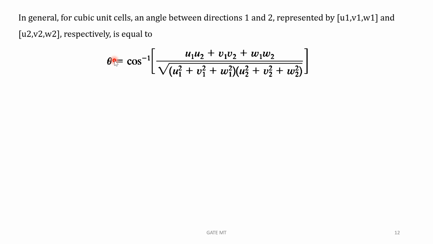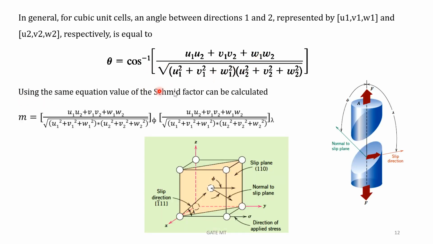And we know phi should be between so and so direction, lambda should be between so and so direction. And if we know what all directions are to be considered, we have to find out the value of theta. That will be found out using this particular equation. And using the same equation, we can calculate this for both phi as well as for lambda. So this is the normal.